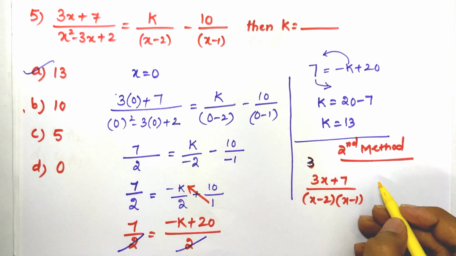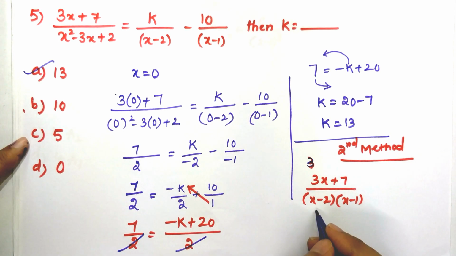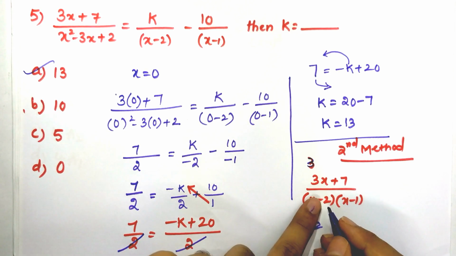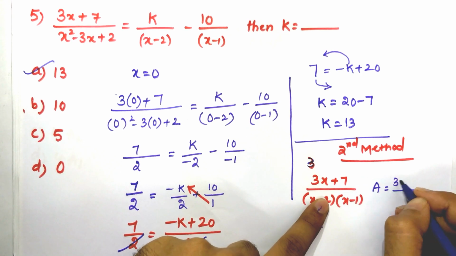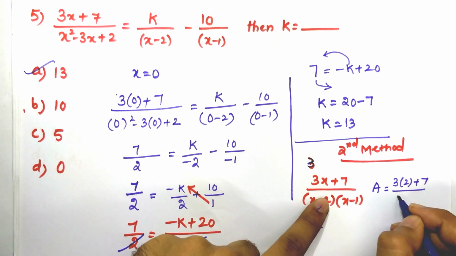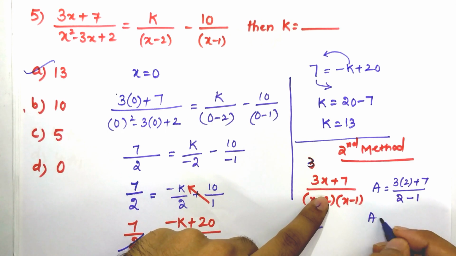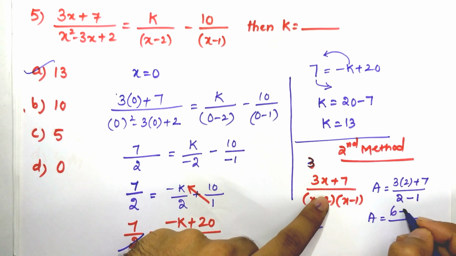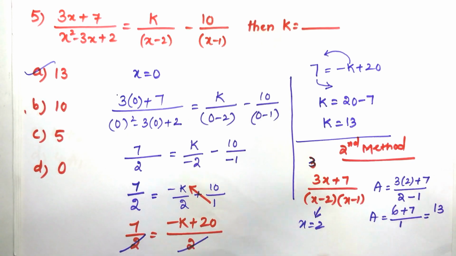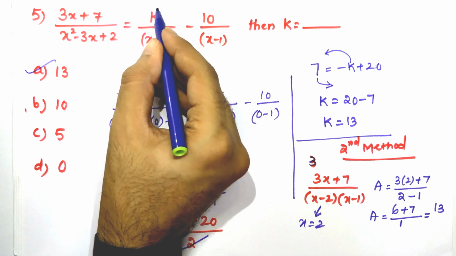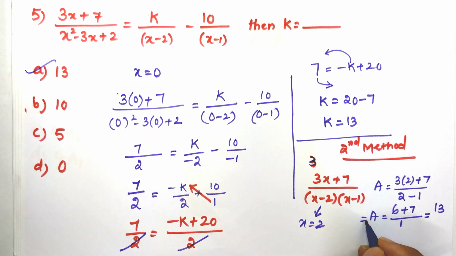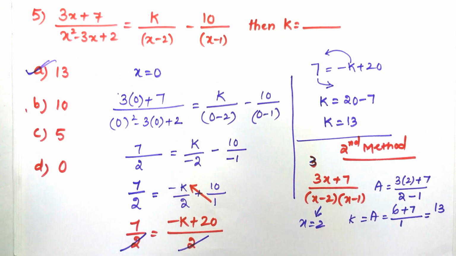Okay, so to find the value of a, we'll take the value of x from the first factor, x is equal to 2, and we'll hide this term and we'll substitute the value of x in the rest. So a is equal to 3 into 2 plus 7 by 2 minus 1. So a would be 3 2s are 6 plus 7 by 1. Okay, so this would be 13. A is 13. Means what? The first constant. Here the a is nothing but k, so we call this k. So the first option is correct.